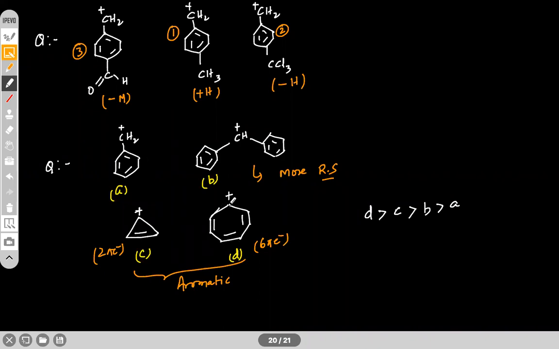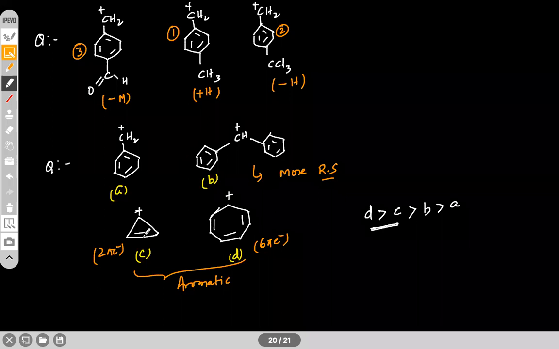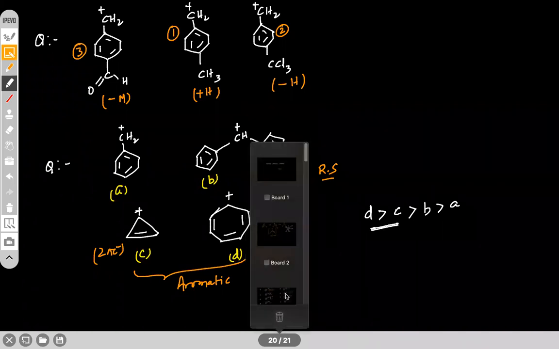Here we have a large ring, more resonating structures you can draw, more distribution of electrons we'll have over here. Hence this compound, both are aromatic, but this one is more stable than this because of the large structure. Hence D and C both are aromatic compounds. Obviously these 2 are more stable than these 2, and in between these 2, D is more than C. So we have D, C, then B, and then A. Okay, now this question, you see.